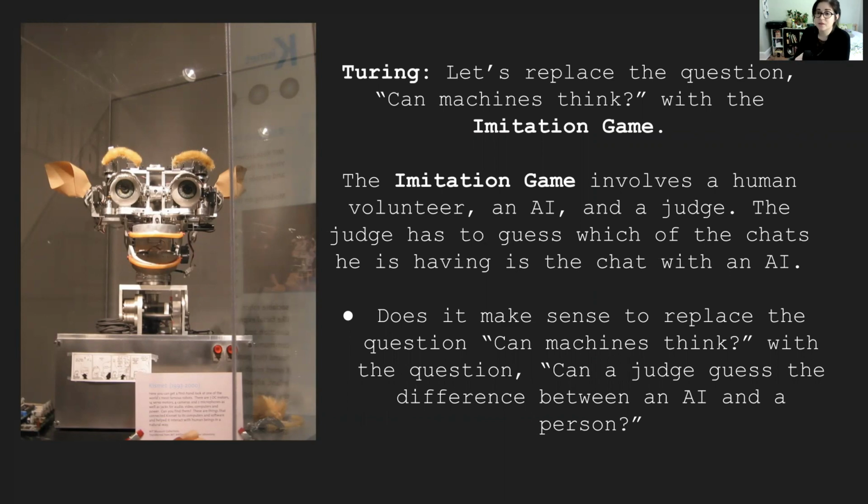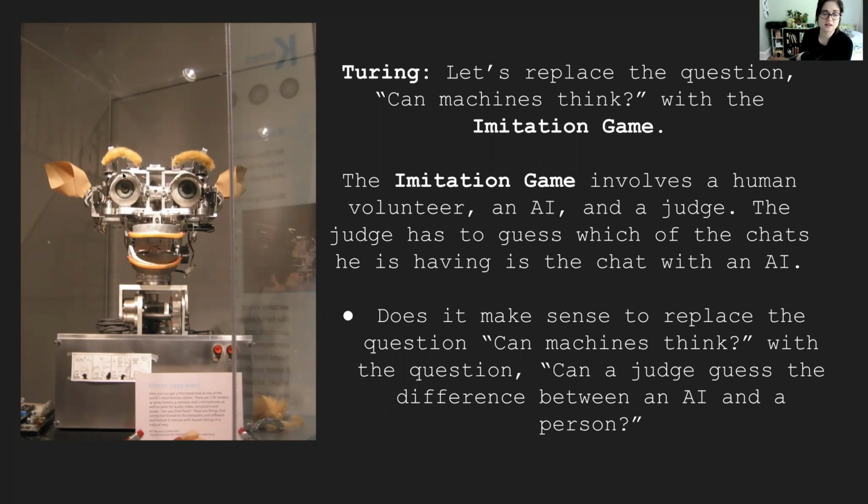The imitation game involves a human volunteer, an AI, and a judge. The judge has to guess which of the chats he's having is the chat with an AI. And if an AI can pass or win the imitation game, Turing says that AI is as good as intelligent. We should call it an intelligent computer. Now, we might ask the question, does it make sense to replace the question, can machines think, with the question, can a judge guess the difference between an AI and a person? I pose this question to you, and I'd love to hear what your thoughts are about it.